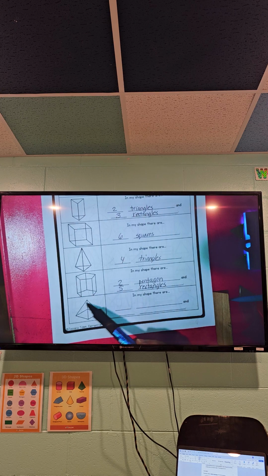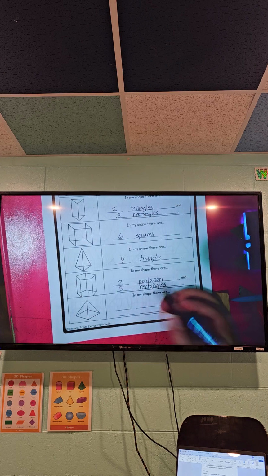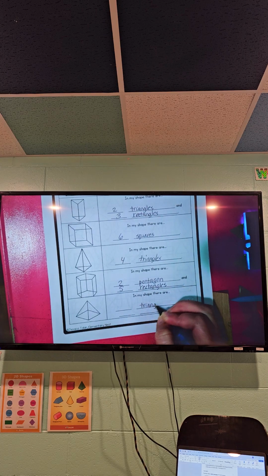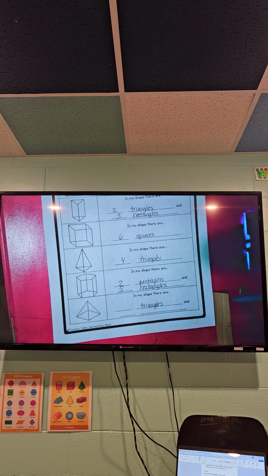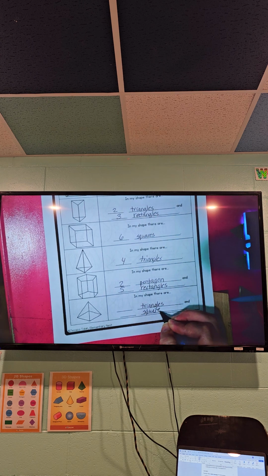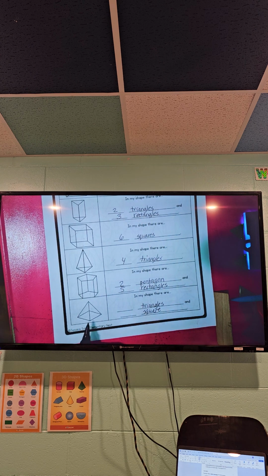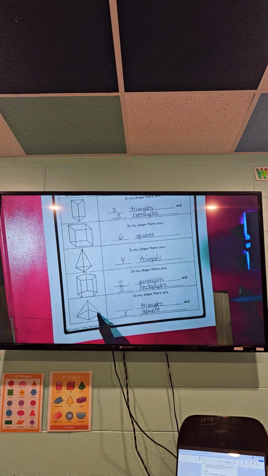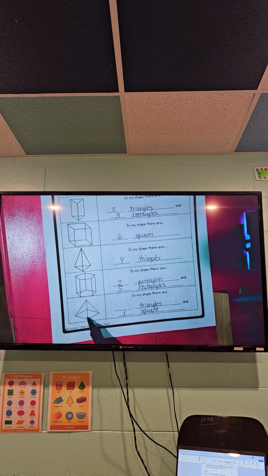Now we know that there's triangles in this shape. We can see them. And what's the bottom? Well, the bottom is a square. Not a rectangle, but a square. And there's just one. We can see that. And then how many sides does a square have? It has 4, so that's how many triangles we will need to make this shape closed. So 4 triangles.